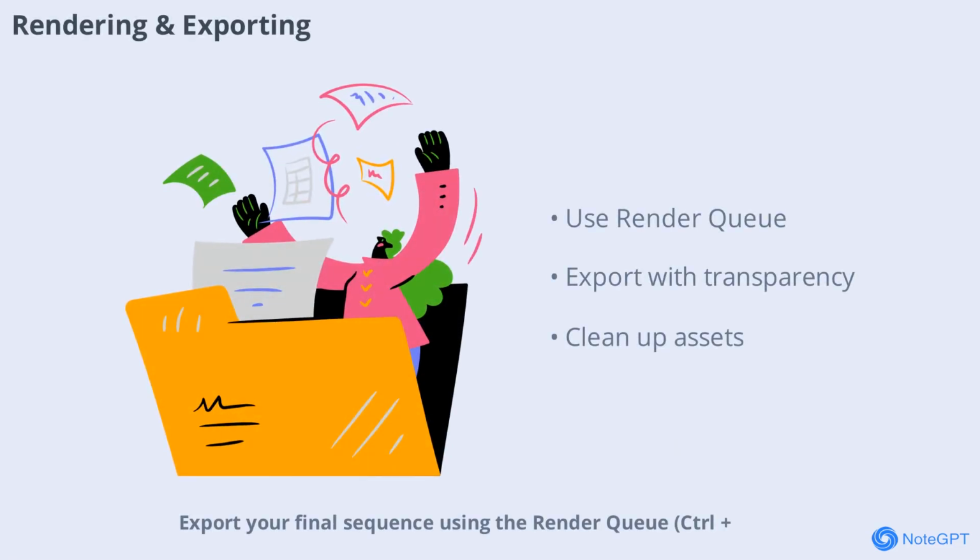Export your final sequence using the render queue Ctrl+M or Adobe Media Encoder Ctrl+Alt+M. Choose master codecs like ProRes for quality and export with RGB plus alpha for transparency. Enable multiframe rendering for speed, save output templates, and clean up unused assets before archiving. Efficient exporting ensures your work looks great everywhere.